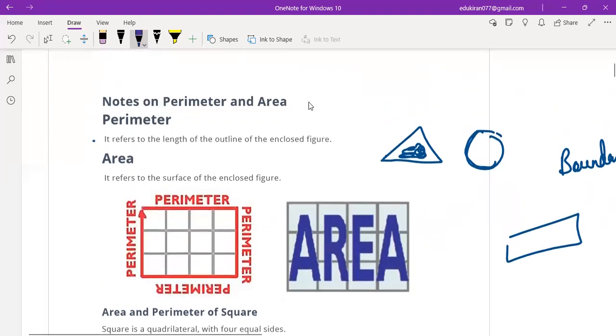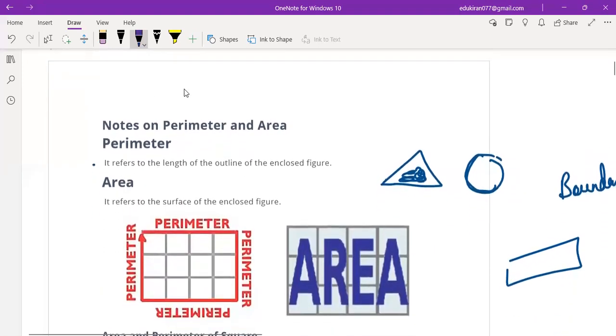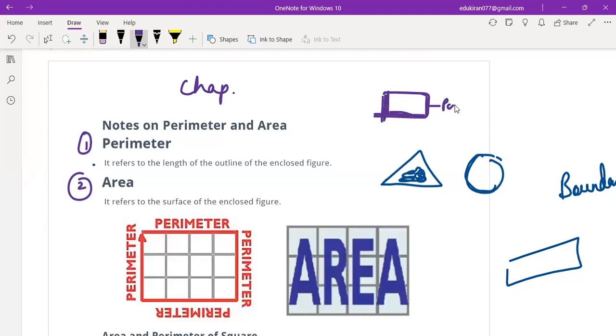Okay, so you will quickly note it down. You will put the chapter, area and perimeter, and notes. And then you will write first perimeter, second area. You will draw it like this. And with this, you will highlight it. You will make a dark boundary like this, and you will mention this is perimeter. And this part you will shade and write this is area. Clear? Quickly note it up till here.